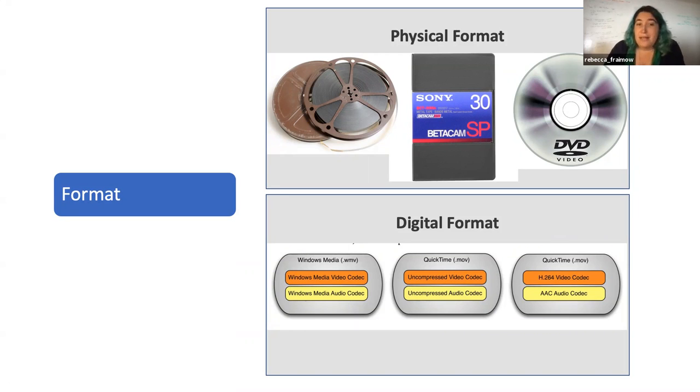In order to play back a Betacam tape, you need a Betacam deck. In order to calculate how large the file that's digitized from your reel of film is, you need to know whether it's 16 millimeter or 35 millimeter, and maybe be able to estimate how long it is. Understanding more information about those different formats is going to really help in making preservation decisions.